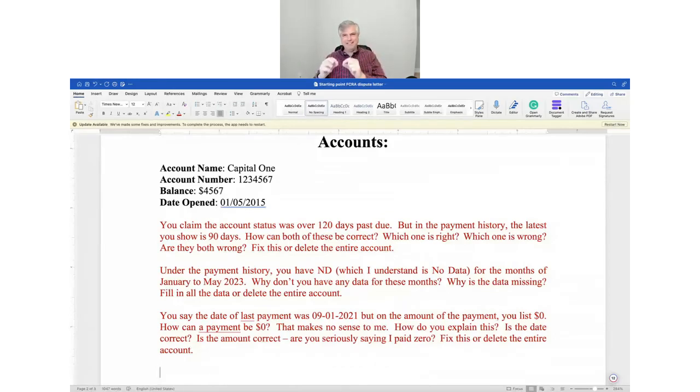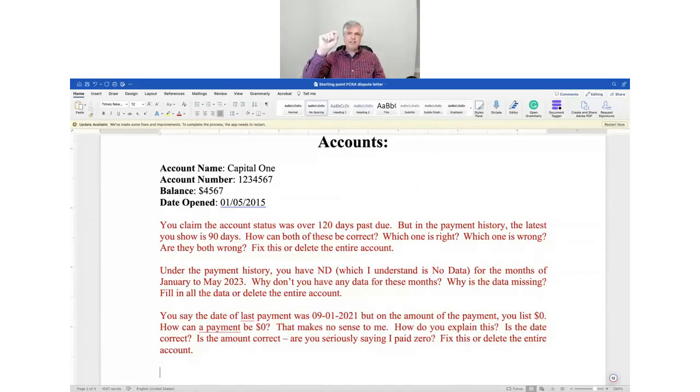Or Equifax has, it'll say up top in parentheses, closed. And then you come down to the date closed at the very bottom right of the account history, and it'll be blank. Not always, but usually. You say, well, up here you say it's closed, but down here you don't have a date. If it's closed, you must have a date. Put in the date or delete the entire account.